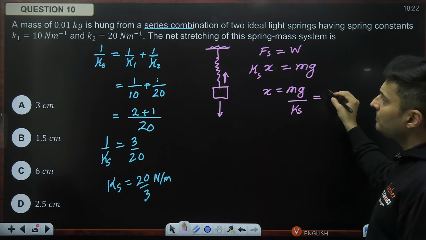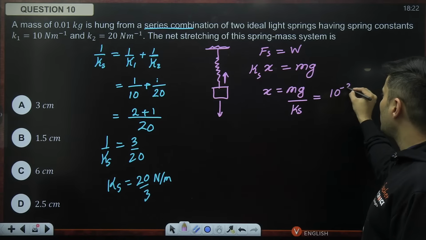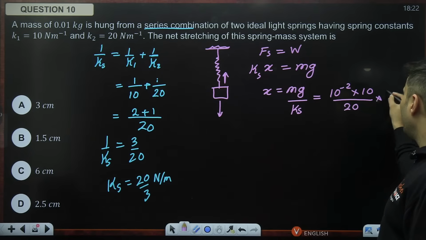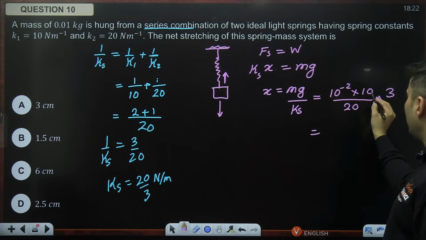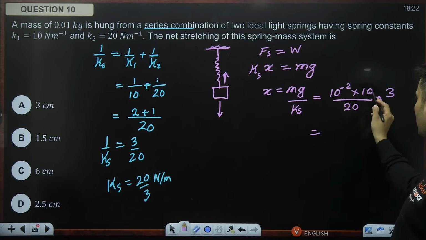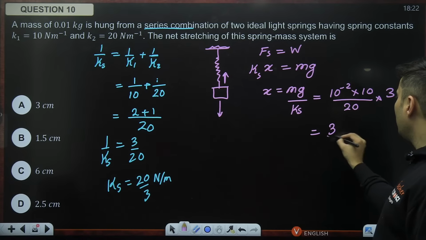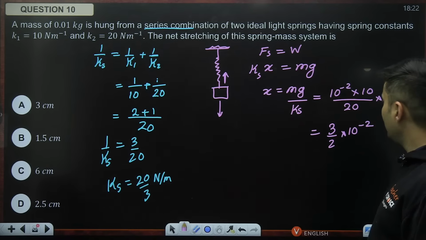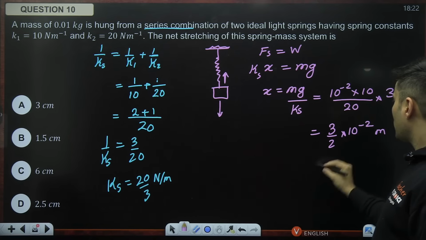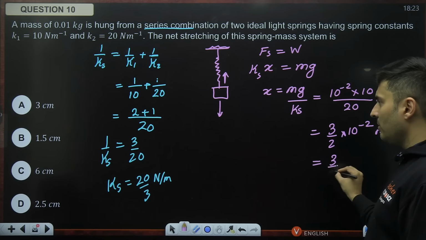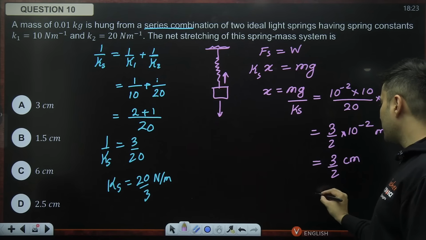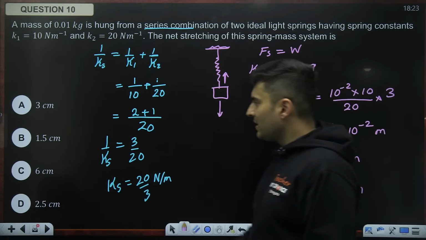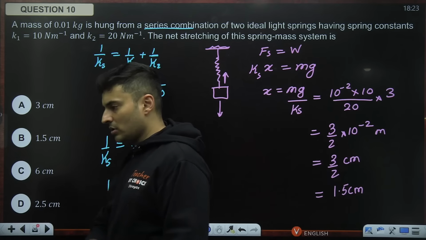M is nothing but 10 to the power minus 2 kg. G is 10. K's value is 20 divided by 3. So this zero will cancel. So 3 by 2 multiplied by 10 to the power minus 2. So this is in meters. If you convert it into centimeters, this will be 3 by 2 centimeters. So that is 1.5 centimeters, which is nothing but option B, of course.